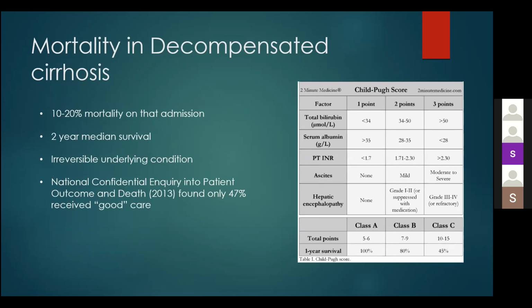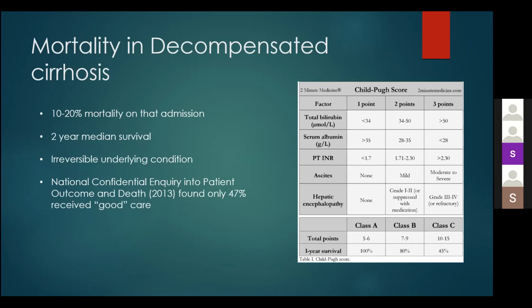So why is decompensated cirrhosis important? They have a great mortality, these patients. They have roughly 10 to 20% mortality on that admission. And actually, if you line up a decompensated cirrhosis and a STEMI next to each other in the department, the decompensated cirrhosis has much worse outcomes in terms of mortality, both that admission and survival. But obviously, we think about paying a lot more attention to the STEMI as well.